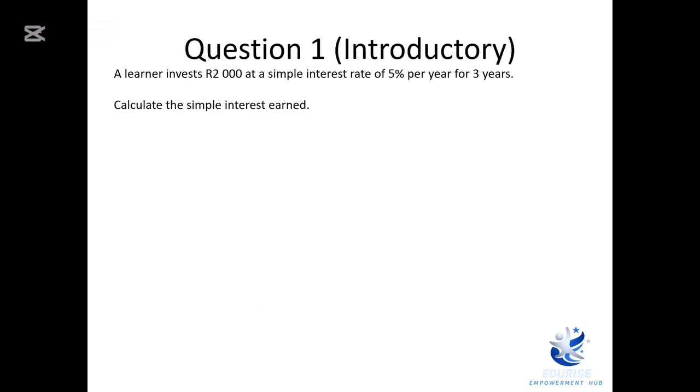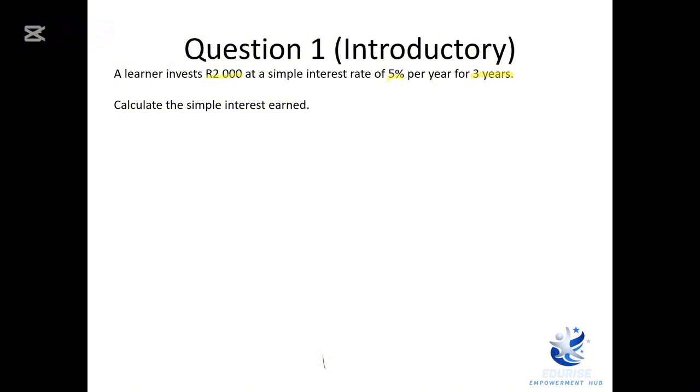The first example: a learner invests 2,000 at a simple interest rate of 5% per year for 3 years. Calculate the simple interest earned. What I want you to do with something like this is to highlight, first of all, the principal amount, then the interest rate per year, and then the amount of time in years.